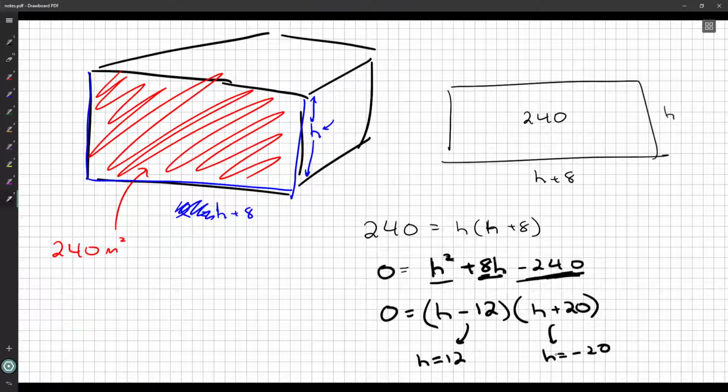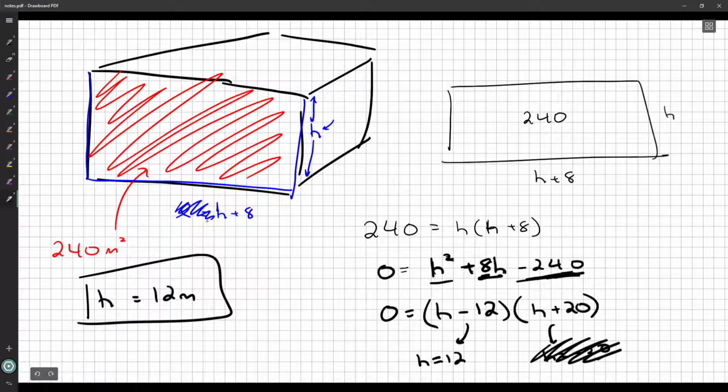How can a building be negative 20 meters tall? Well, it can't. So we recognize that that is a silly answer. That's an impossible answer. So that means that the height of the building is 12 meters. Okay, the building is 12 meters tall. And if you want to work it out, the length of the building is 20 meters long, or 20 meters wide, you might say. Okay? But the building is 12 meters tall, or 12 meters high, whatever you want to say.